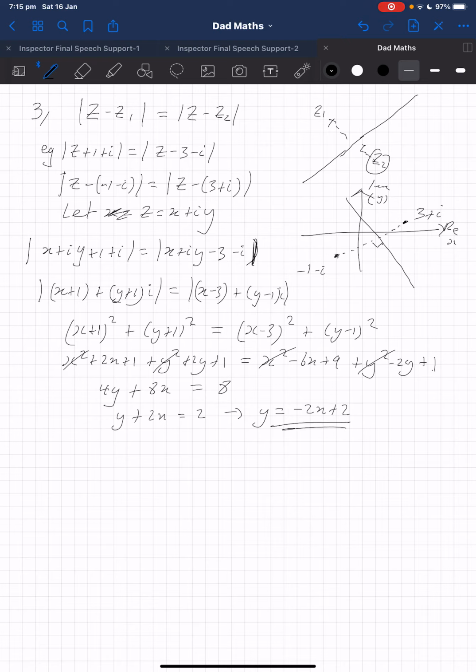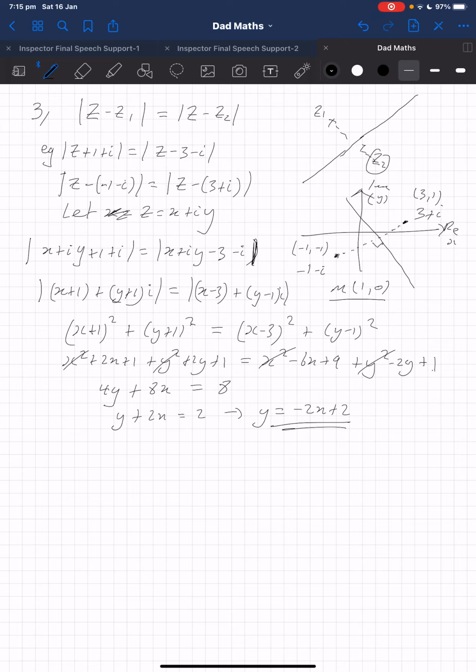Hopefully you can see that's the equation which gives us the same thing as we had earlier. And of course we could do it directly from the complex numbers, because 3 plus i is (3, 1) and minus 1 minus i is (minus 1, minus 1). You could work out the midpoint, and the midpoint of those is (1, 0). Is that right? Yes, I think it is. So it goes through (1, 0). And then you can work out the gradient. So there's the midpoint.